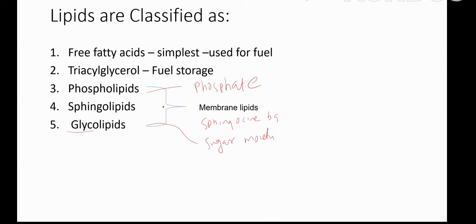Then the sixth type is steroid. It is very, very important, and it also forms membranes and hormones.